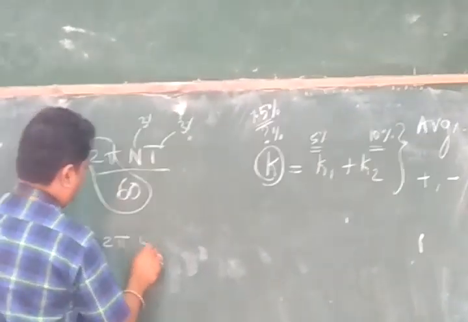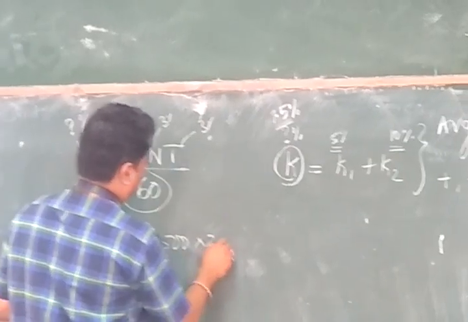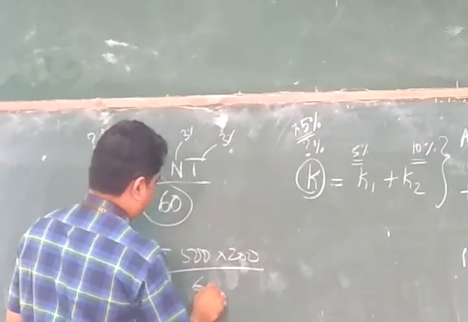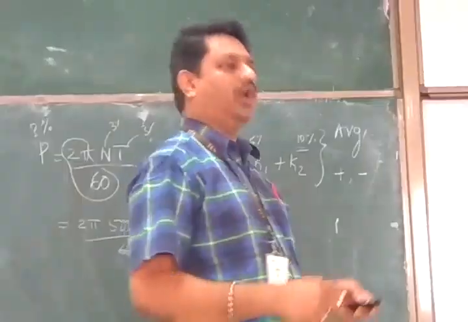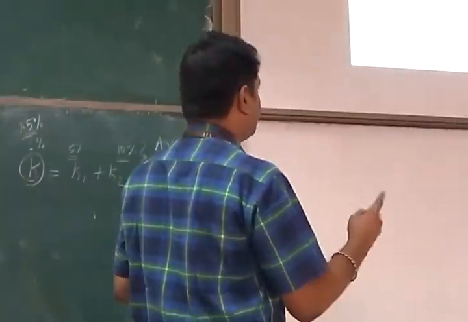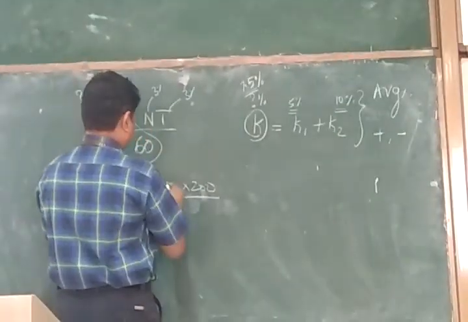500 into 200 divided by 60. This will be the nominal rpm, the normal or nominal value. And with the 3%, 15 rpm less. This is rpm.